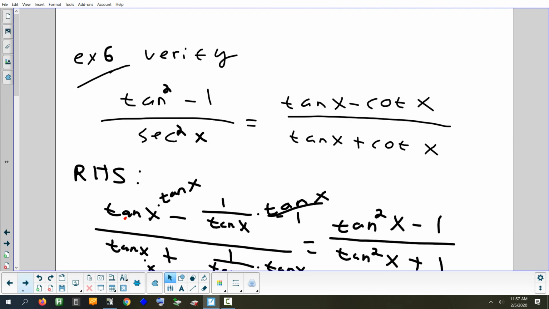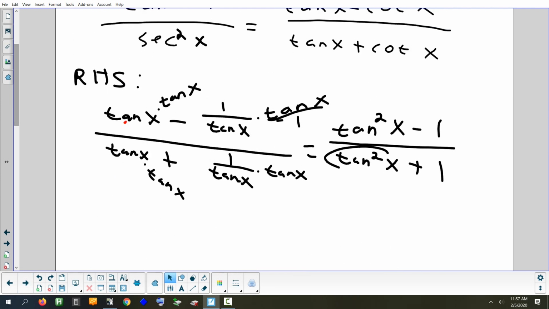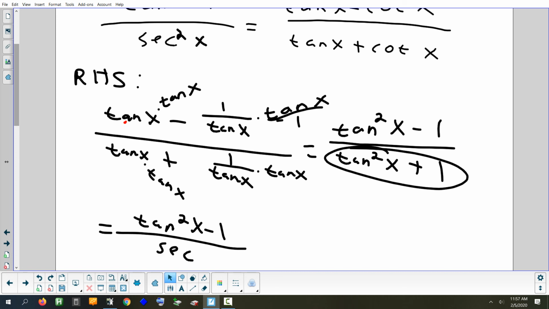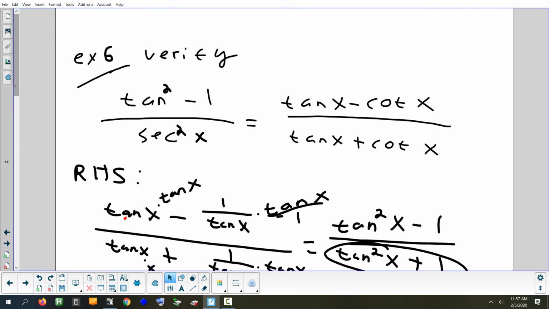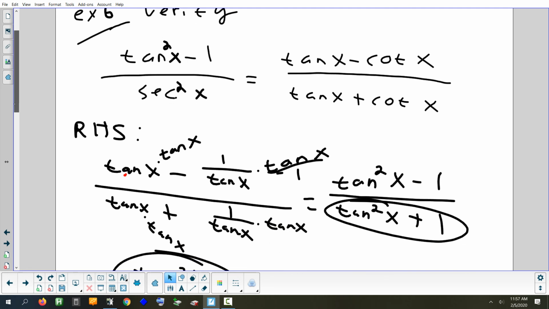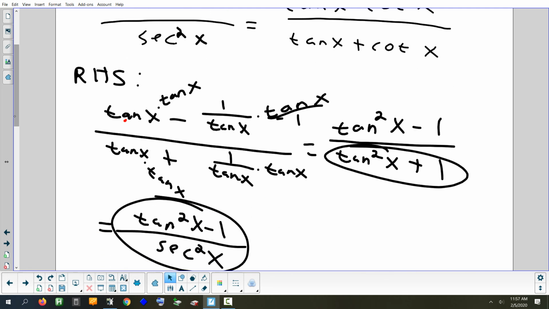So let's go back to our problem. All of that turns into secant squared. So tangent squared minus 1 over secant squared, and that's exactly what we were supposed to get. Okay? So by changing to sines and cosines, it wasn't actually that bad of a problem. This is all the work for the problem right here. It's actually 2 steps. Multiply by tangent, use a Pythagorean identity, and you're done.